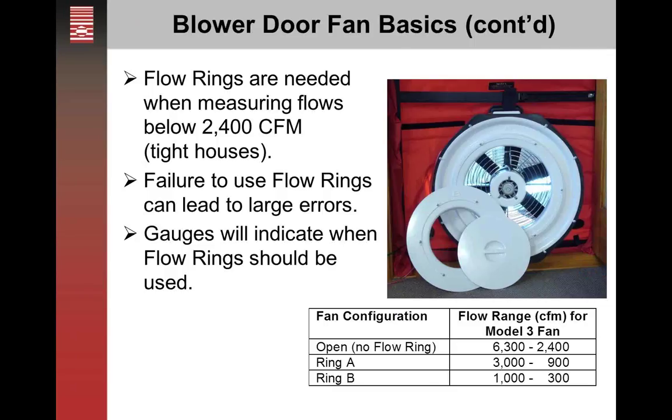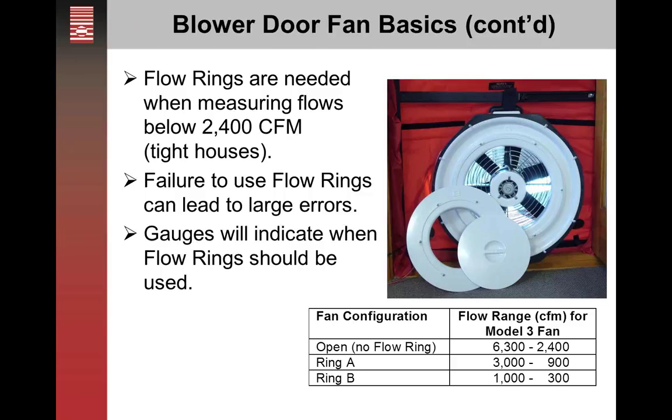So here is a picture of our blower door fan with the flow rings. Ring A is attached to the fan, ring B is next to it, and then the no-flow plate. The no-flow plate is used when we're determining baseline values, and we want to find out the standard pressure of the house sitting naturally. The flow rings are used to determine how much airflow. So we can go down to ring B and get the house pressure values, or get the flow values, down all the way to 300 CFM.